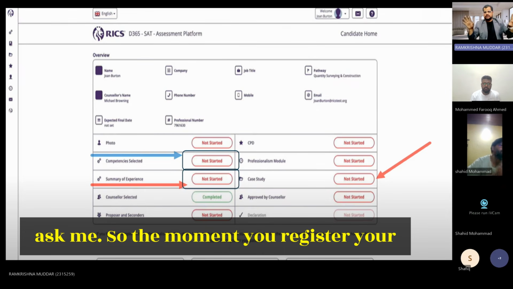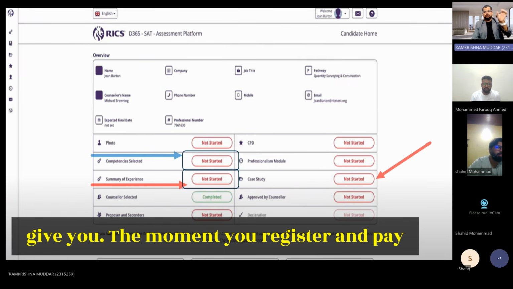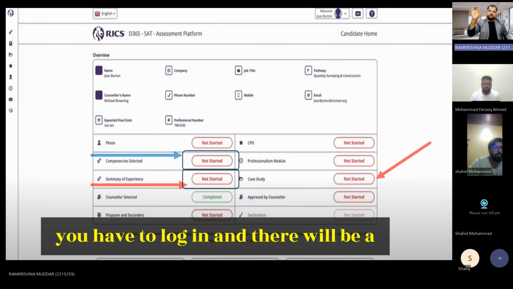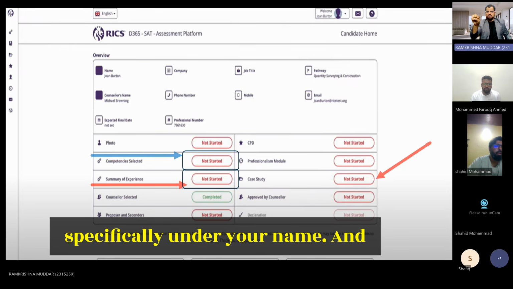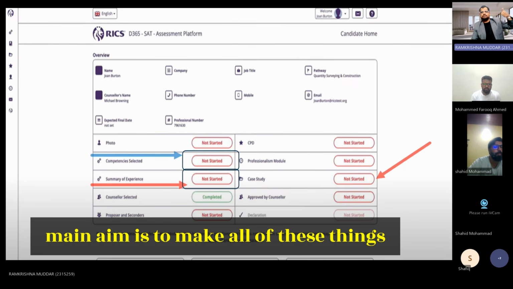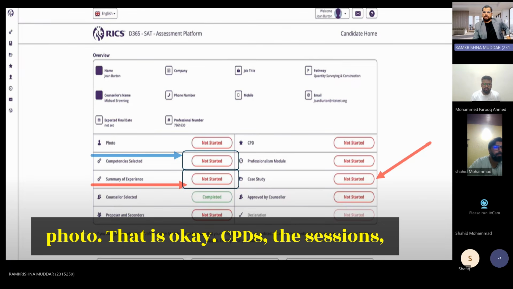The moment you register on your portal, this is what RICS is going to give you. The moment you register and pay money to RICS, this is the portal you have to log in to, and there will be a username and password for you specifically under your name. This is how it is going to look. So our main aim is to make all of these things green. The first thing is the photo, that is okay.